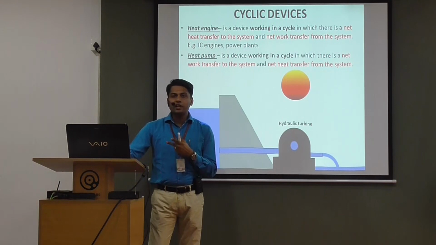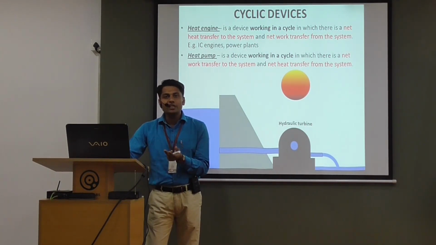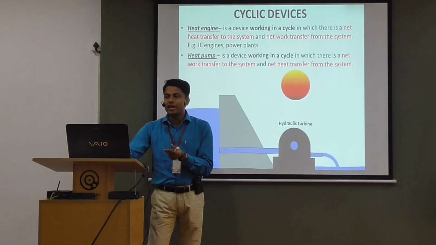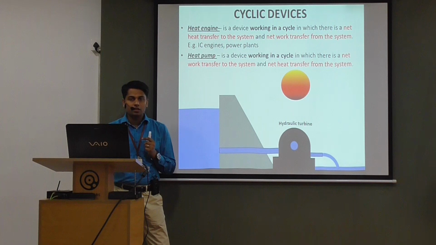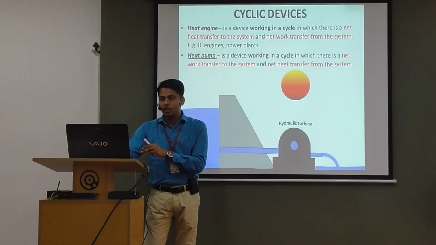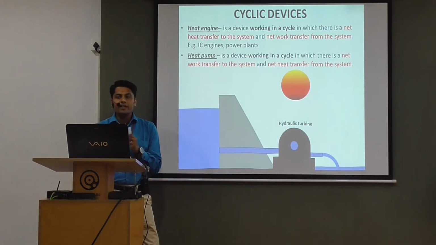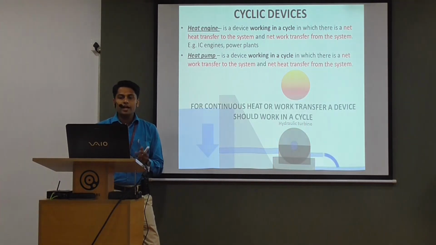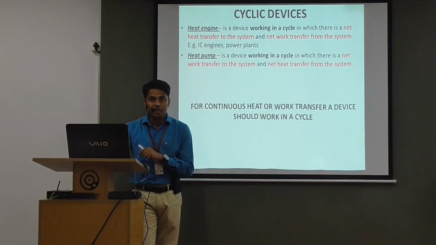A heat engine is a device working in a cycle in which there is a net heat transfer to the system and a net work transfer from the system. An example is an IC engine. A heat pump is a device which is working in a cycle in which there is a net work transfer to the system and a net heat transfer from the system. And we know that for continuous heat or work transfer, a device should work in a cycle.